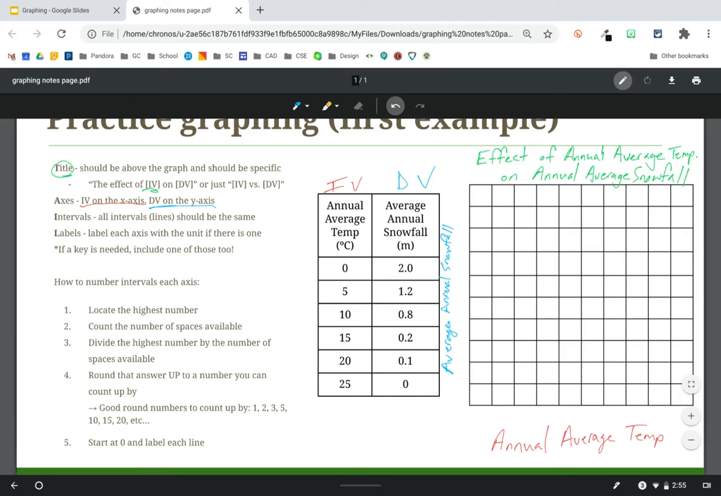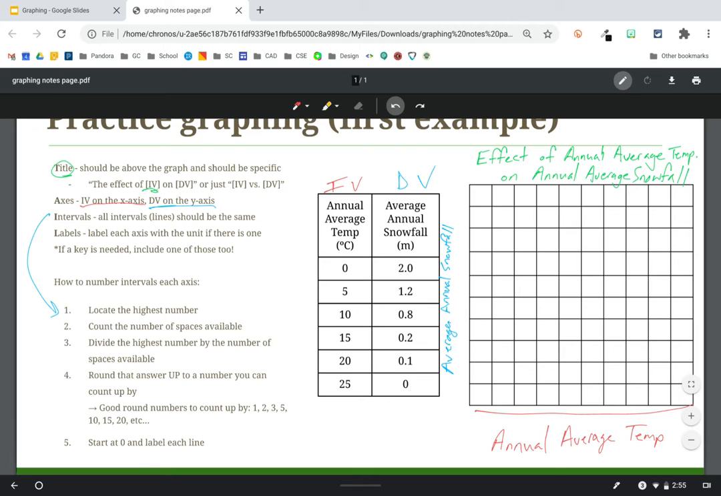And then we get to the part where we need to look at our intervals. So for our intervals, that's where we're going to start to look at this checklist down here. And so when we're looking at the intervals on the x-axis down here, then what we need to do is only look at this data for locating the highest number and counting the spaces and so forth. So first I'm going to do this for the independent variable, then we'll repeat it for the dependent variable.